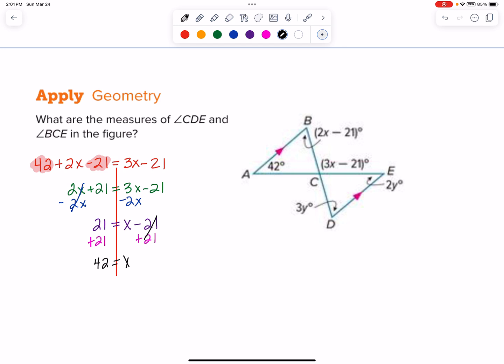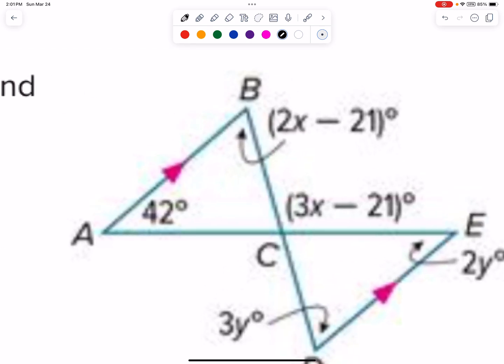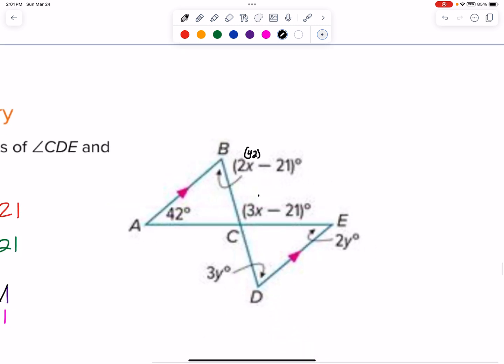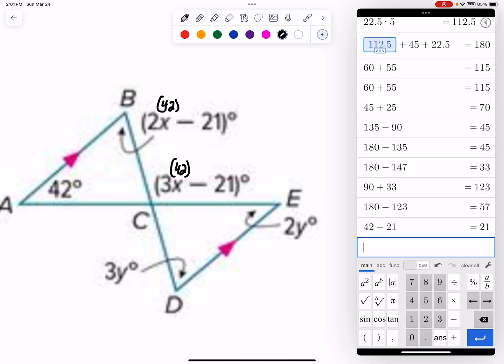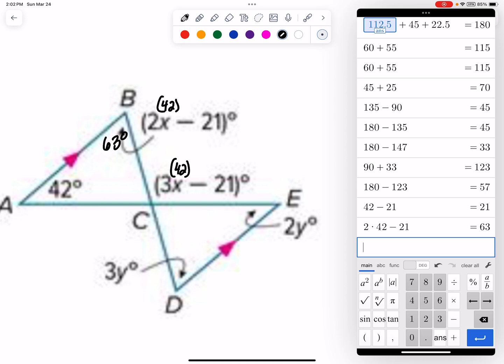So now we can go ahead and solve these. So let's plug in 42 to x and solve these up. Okay, so anything with an x, we can plug in the number 42. So let's go ahead and plug this in now. So 2 times 42 minus 21. So this angle is 63 degrees. So you can see the problem solving that had to happen here. It's a lot of fun. I like it a lot.